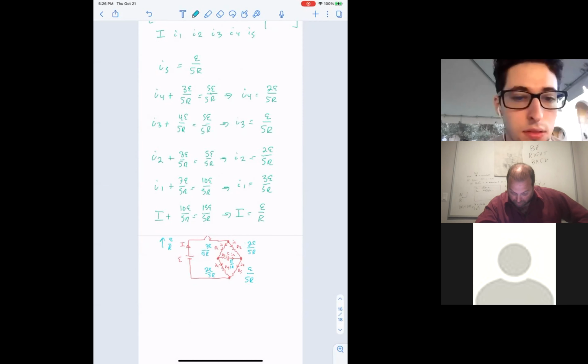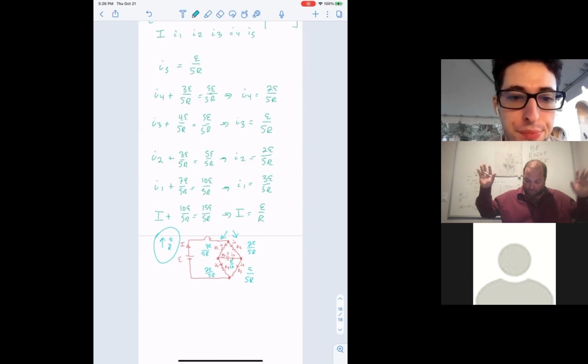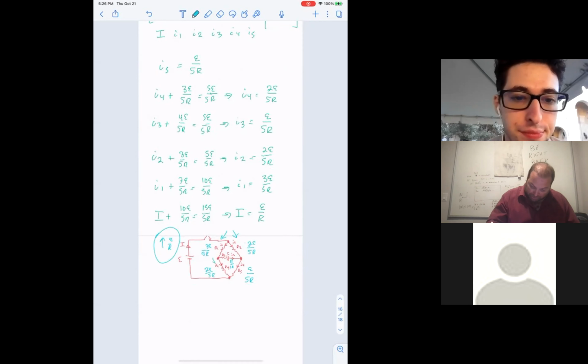Hold on, 3E over 5R. When I look at this current here, E over R, it splits into this and this. Yes, that works. 3, and that adds to the right amount. Now this 3 splits into 2 this way and 1 this way. Yeah, that adds to the right amounts.